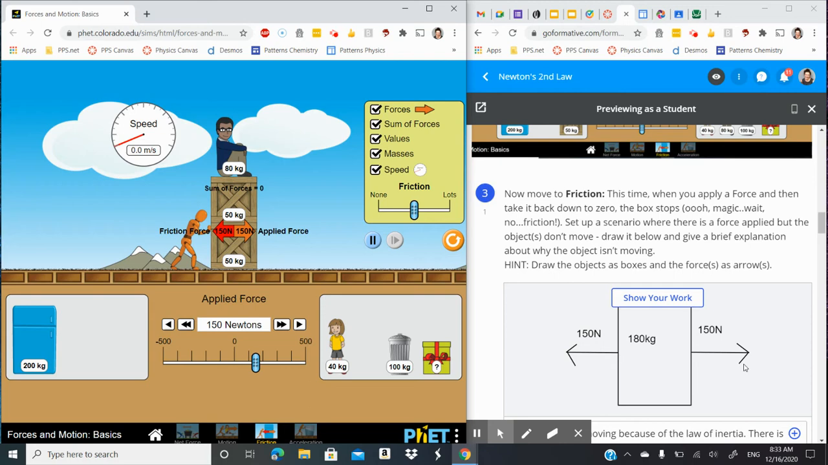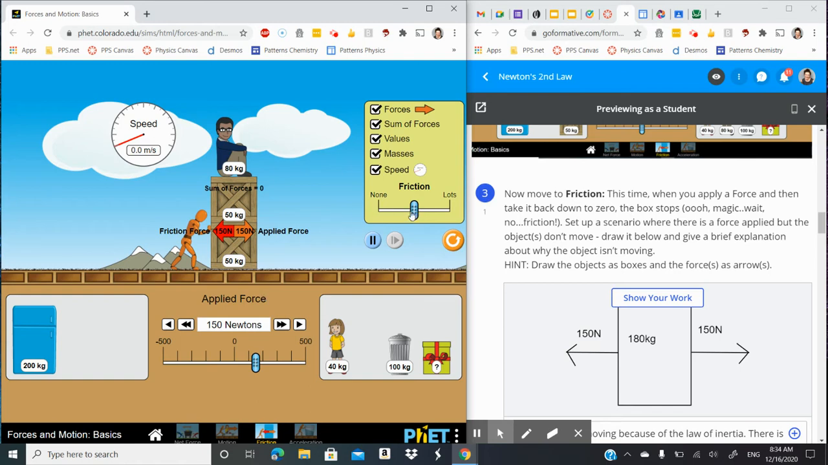Now, as we can see, it's not moving because the friction force is pushing back. Basically, this box is on kind of a gravelly surface, and it's really hard to push on that surface because there's just tons of friction. There's tons of force that's keeping it from moving. So that friction force is 150 newtons that's keeping this box from moving.